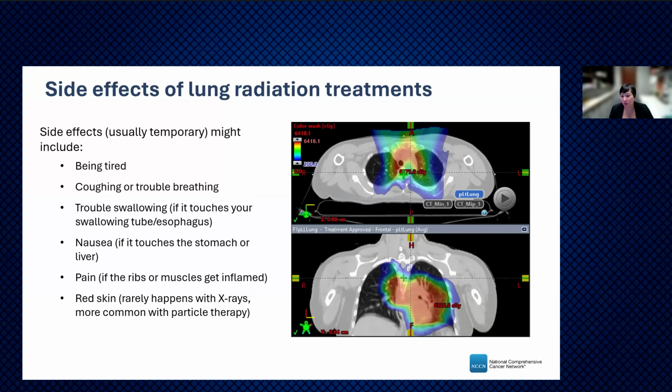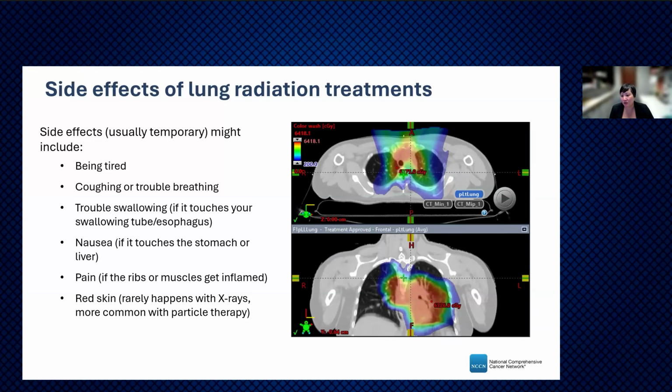So it's very common for patients to be very tired. It's very common to sometimes have a little bit more of a cough if we get some inflammation. Trouble swallowing is not uncommon if the radiation has to touch the swallowing tube, and we have lots of medications. Nausea can happen if the radiation skims the stomach or the liver. Sometimes patients can have a little bit of discomfort or pain, especially if the tumor is touching a rib and we have a lot of radiation that has to go through a rib or the spine. And sometimes you can get very red skin. A skin burn is very uncommon with X-ray or photon radiation, but it is much more common with proton radiation.